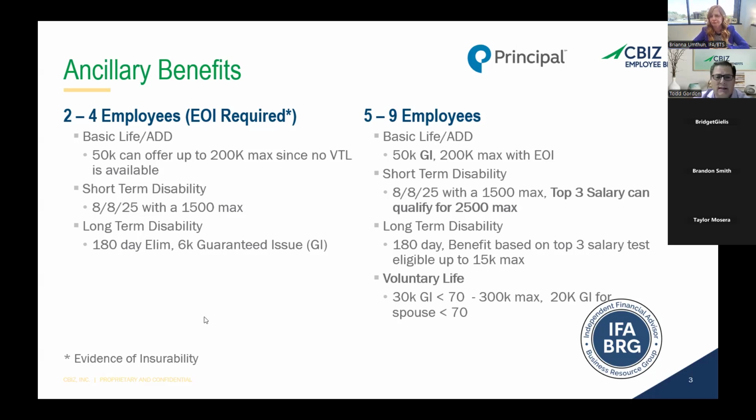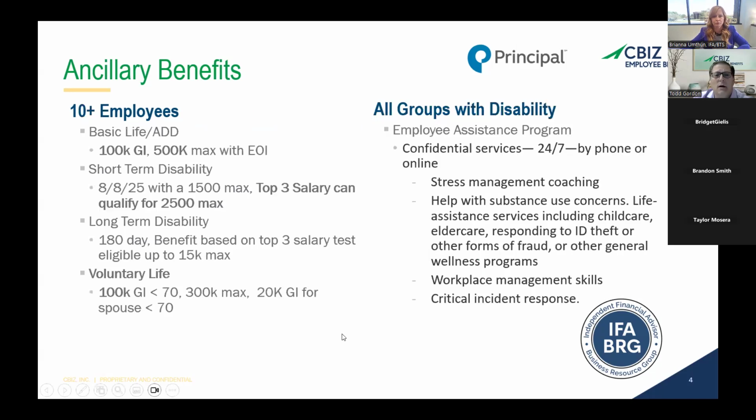If we just go to the next slide for 10 plus, you will see that our guaranteed issue amount bumps up from 50,000 to 100,000, and the maximum available goes from 200,000 to 500,000 with the evidence of insurability. The short-term and long-term disability benefits are the same as on the previous slide for 5 to 9, but the voluntary life guaranteed issue benefit increases from that 30,000 for the employee up to 100,000 of guaranteed issue.